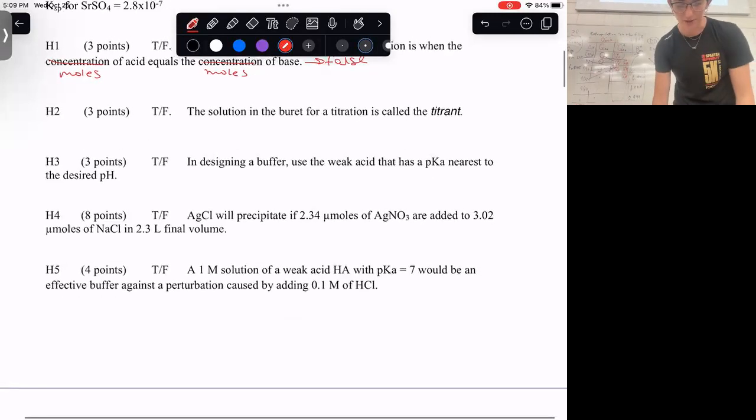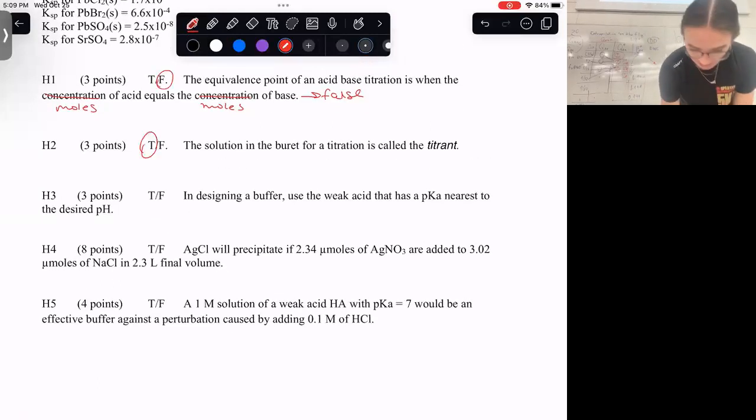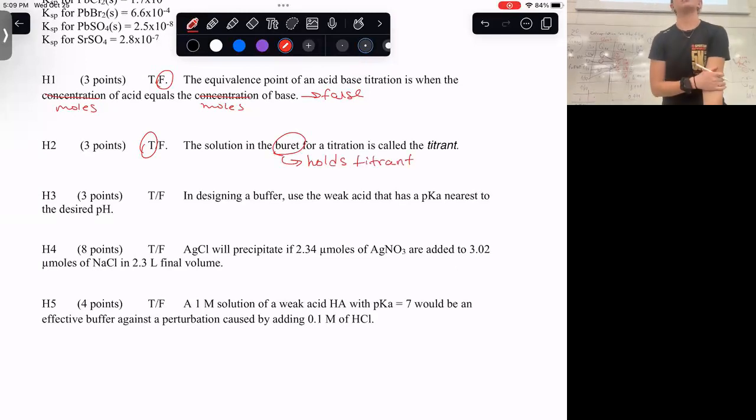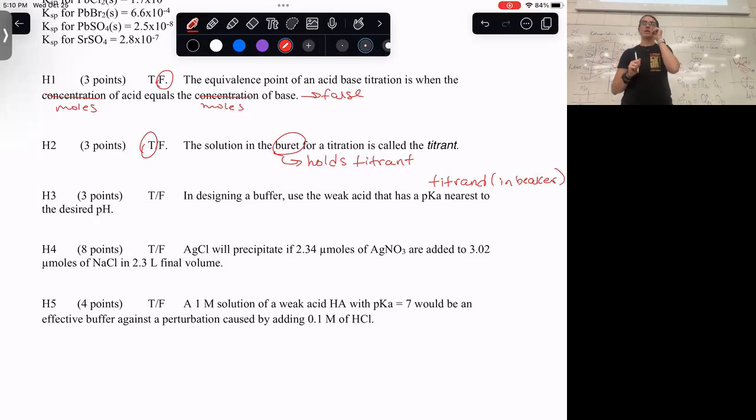Alrighty, question 2. The solution in the burette of a titration is called the titrant. True or false? True. So your titrant is going to be in your burette, right? If you have a flask that you're titrating into, what is that called? Or what is in the flask? That's your titrant. Any questions on the difference?